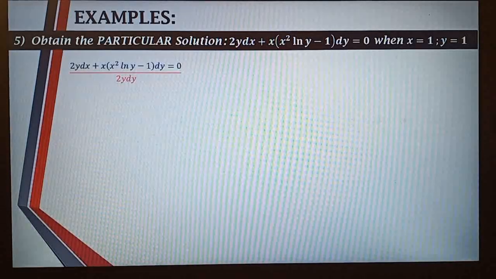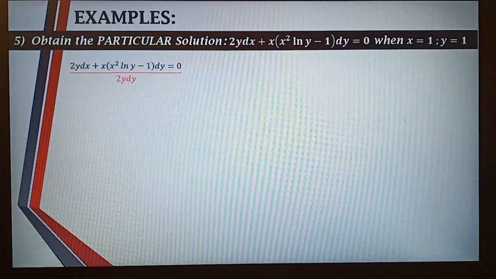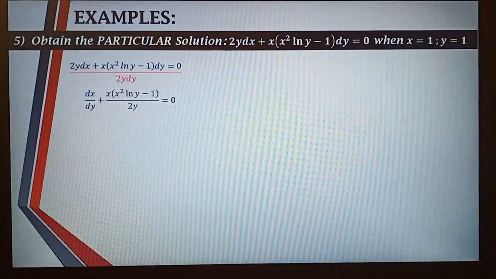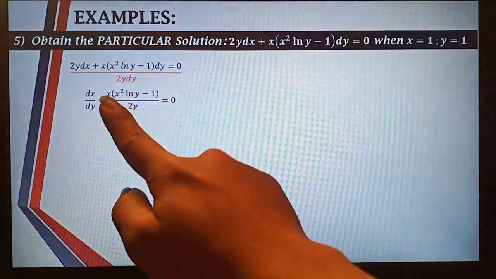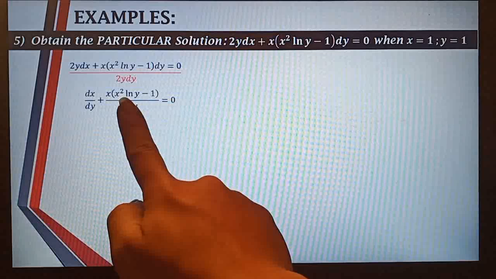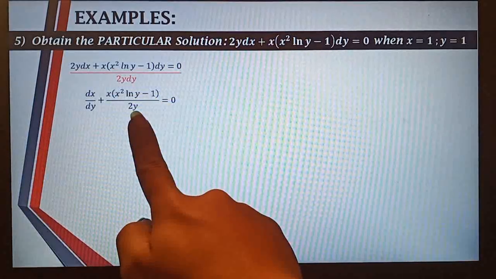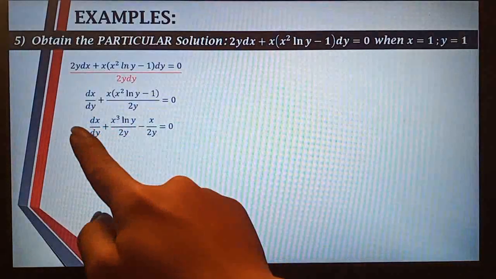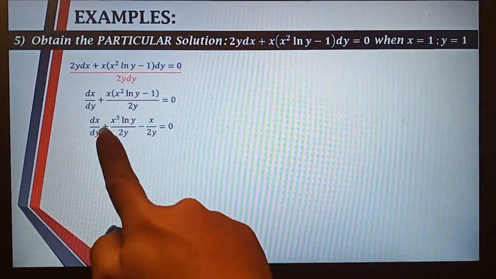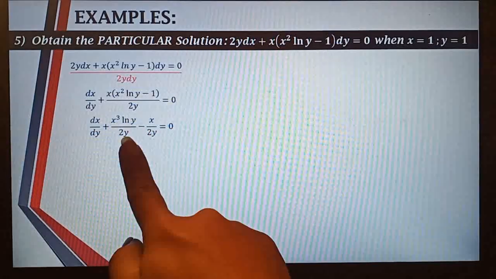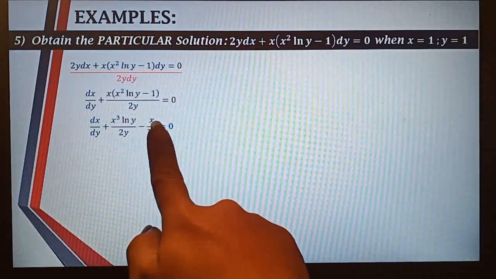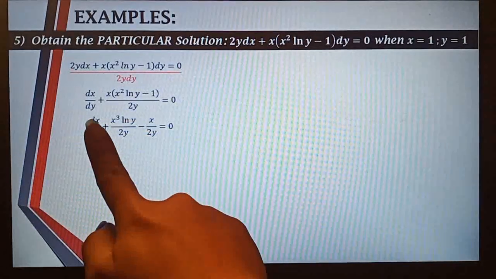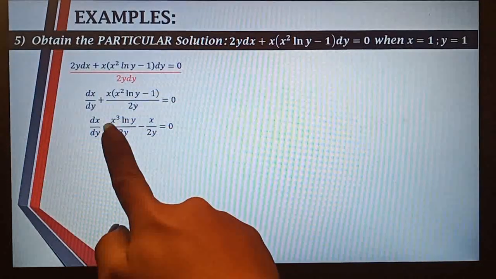So you need to divide the whole equation by 2y dy, which can be in the form of dx over dy plus x multiplied to (x squared ln y minus 1) all over 2y equated to 0. So in this case, you will now have dx over dy plus x cubed ln y all over 2y minus x over 2y. So dx, then the multiplier x, then the x raised to n.